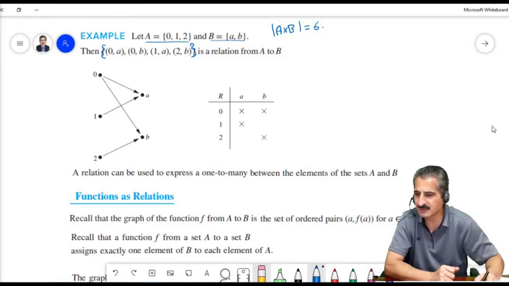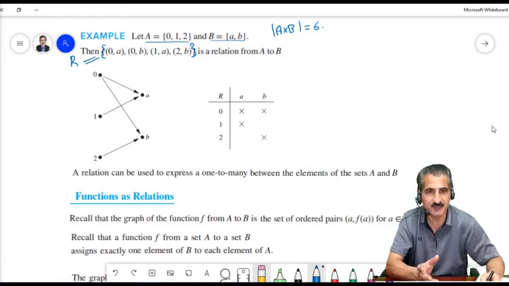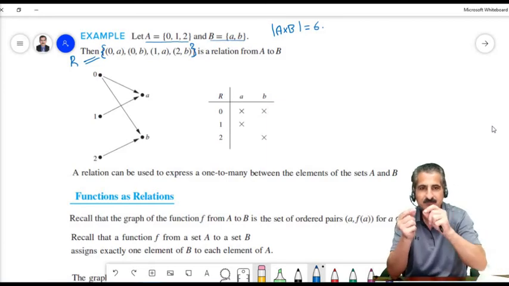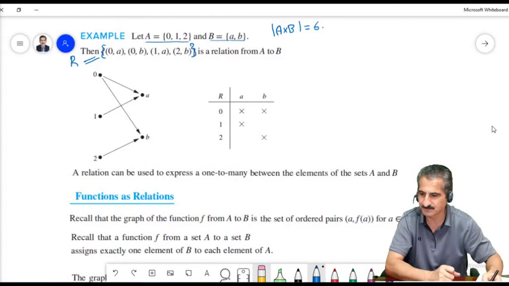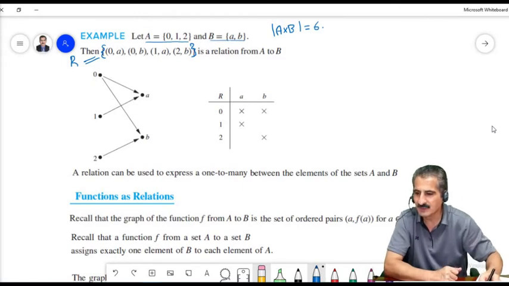We might write R equals this set here. So 0 is related to a and 0 is related to b. This is possible. 0 related to two different elements. An element of A might get related to two different elements in B. This is fine in a relation. Okay, and 1 is related to a and 2 is related to b.